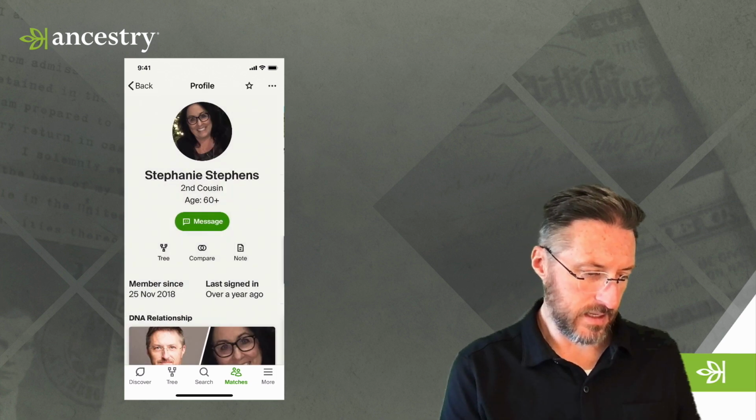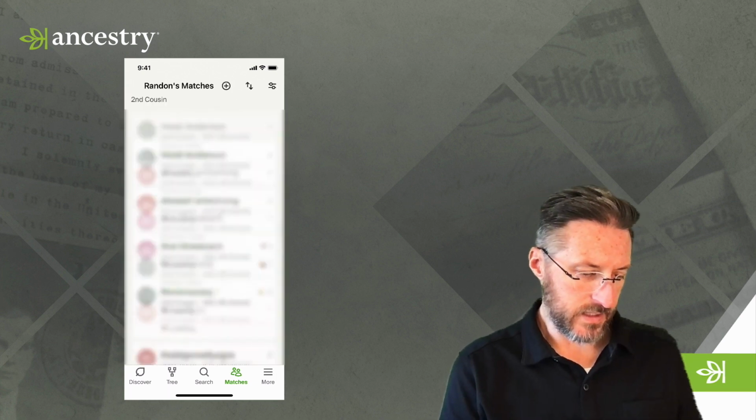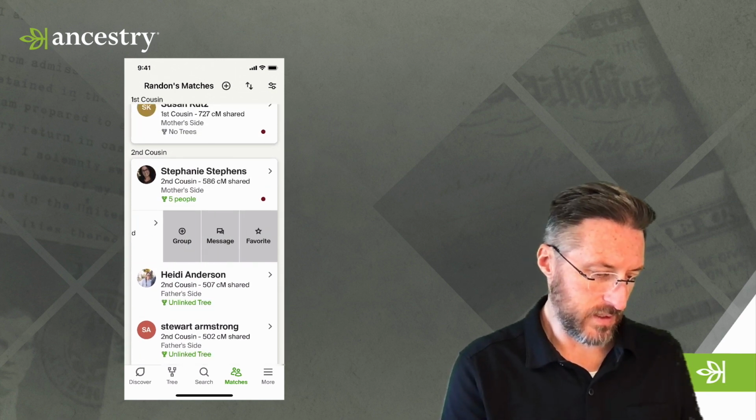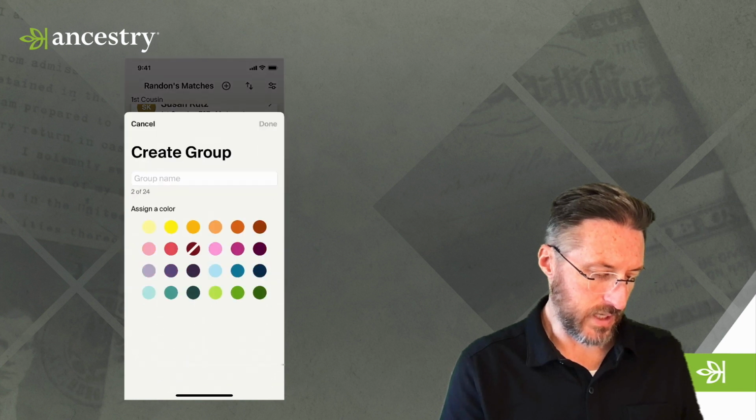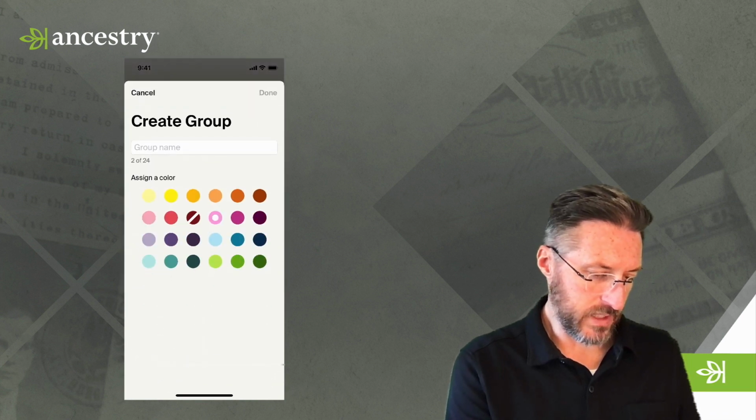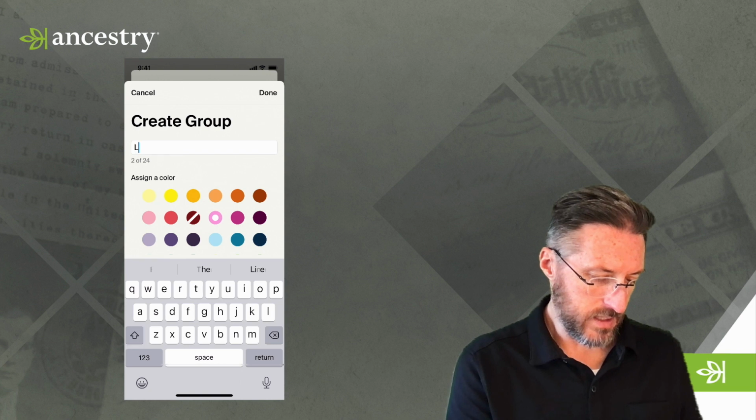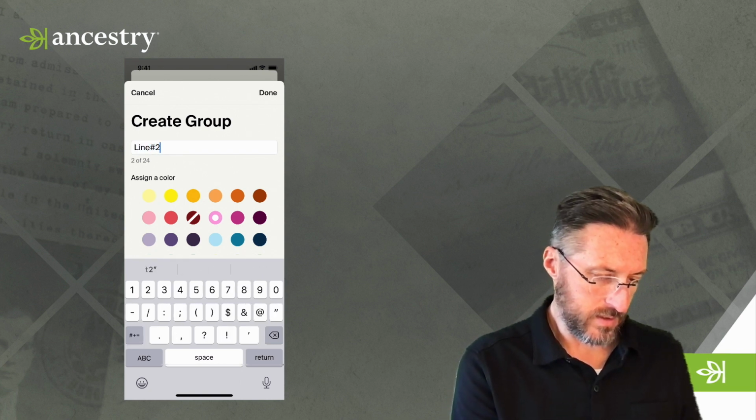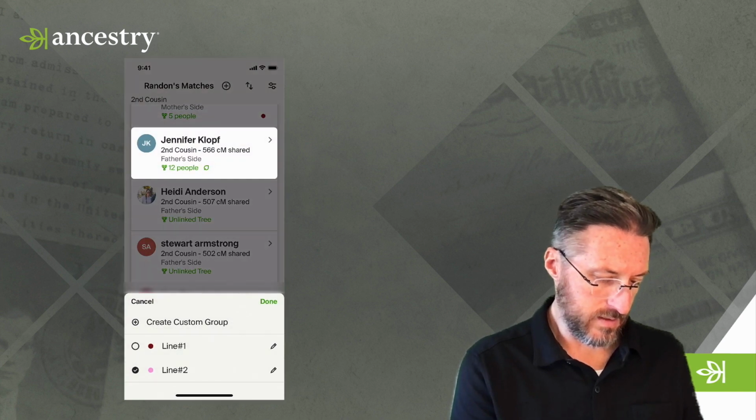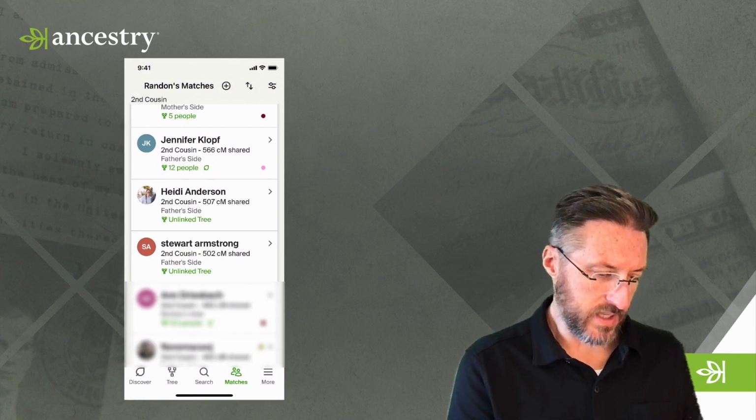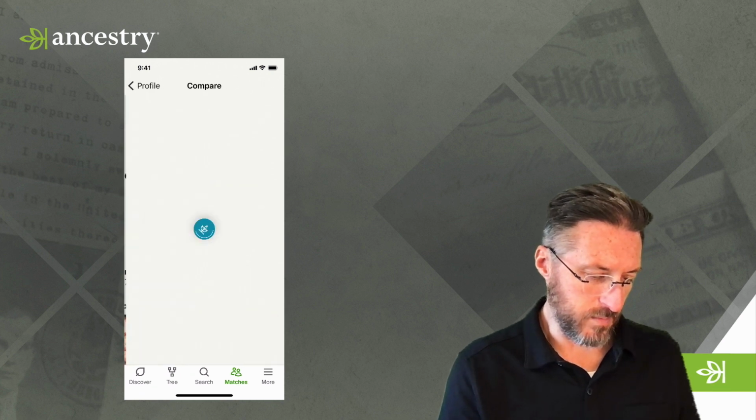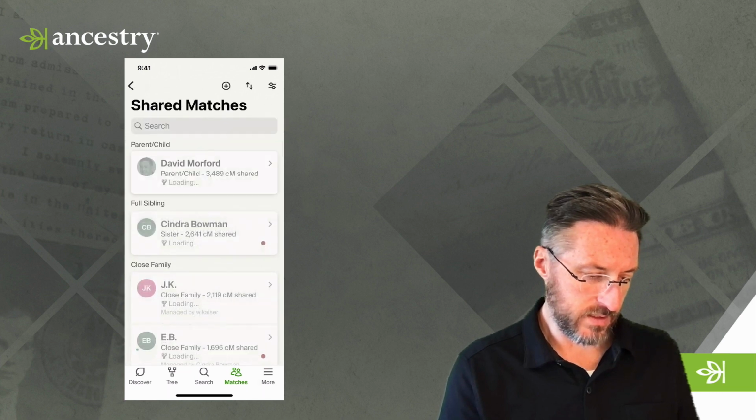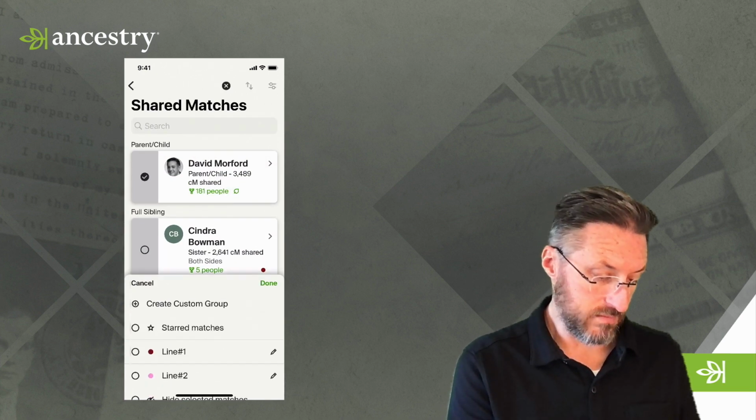Let's do that again. I'll select one of the second cousins that isn't part of a group. We're going to create a custom group. Make this one pink. Line 2. Done. Now we'll tap on Jennifer there, tap on compare, then view all under shared matches, and we'll do this again.